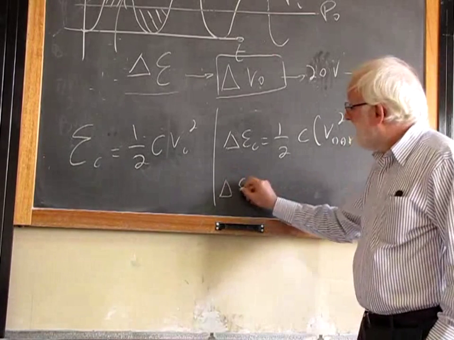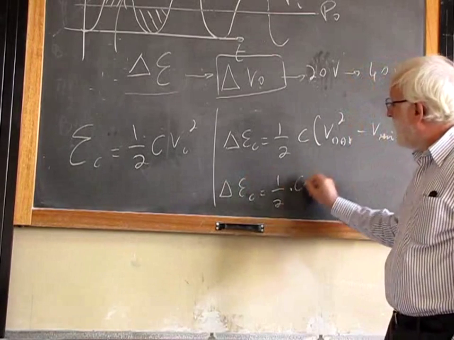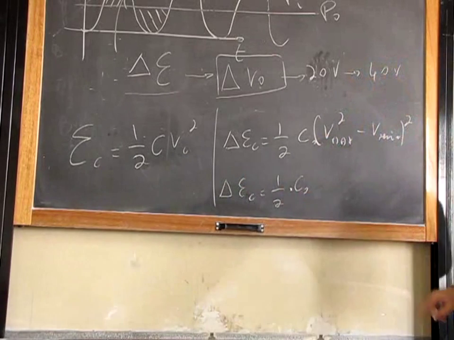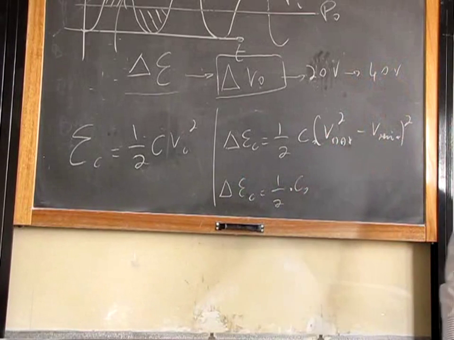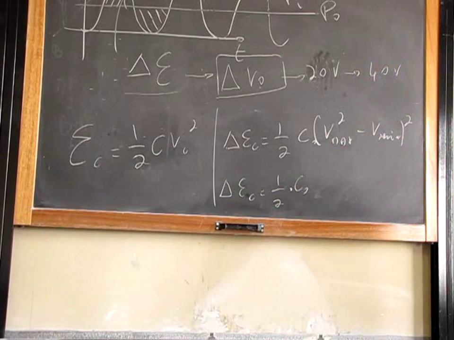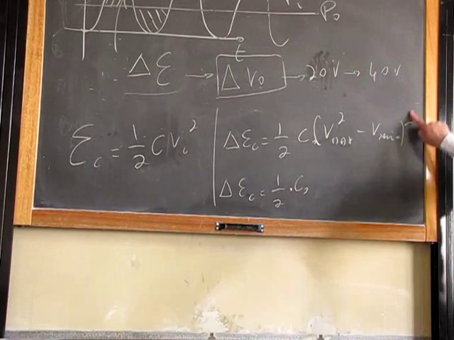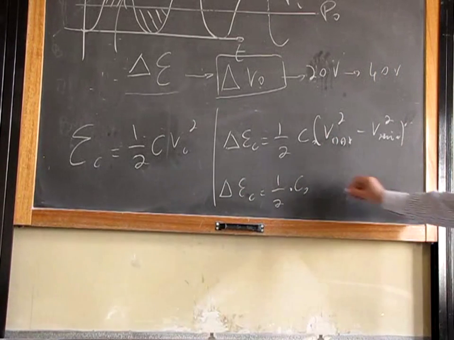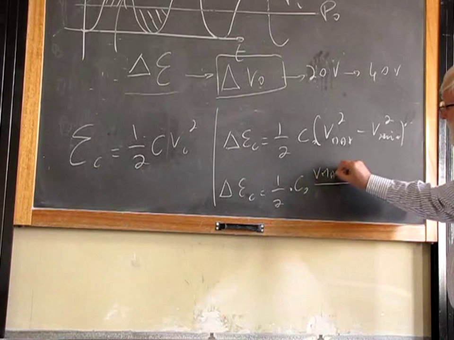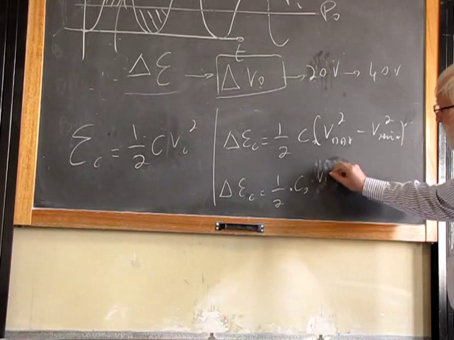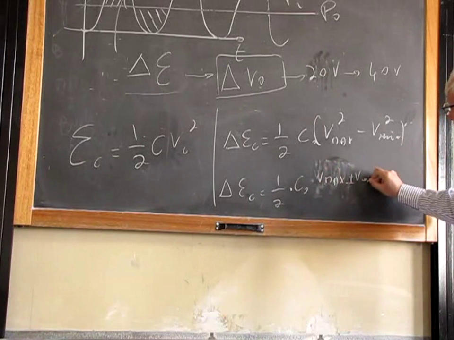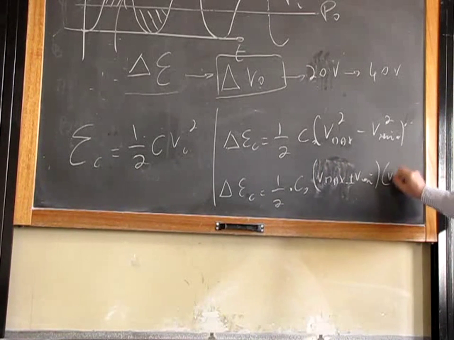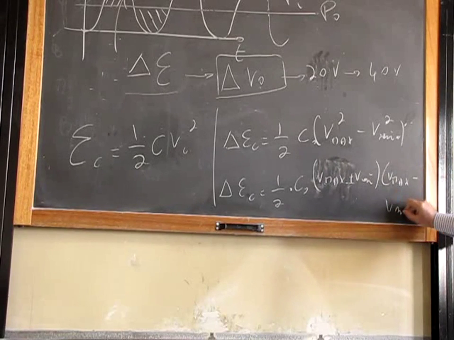That means that delta E_C equals one half times C naught. This C naught is what we are looking for. A squared minus B squared is something that you learned in middle school probably. A squared minus B squared equals A plus B times A minus B. So we have something like V max plus V min multiplied by V max minus V min.